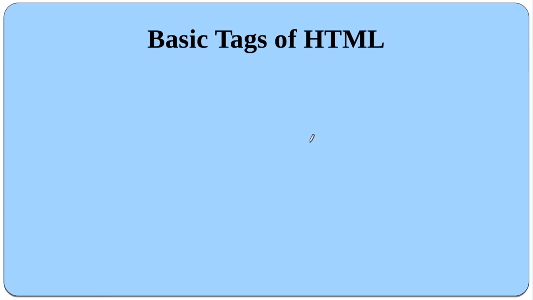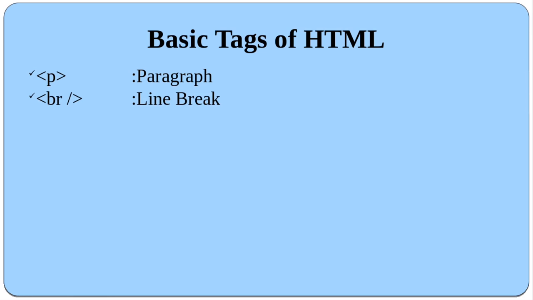Some of the basic tags of HTML. Paragraph tag, which is used to display the text in paragraphs. Line break tag BR. Observe here, BR greater than means this is a single tag or empty tag. It is used to insert a line break.